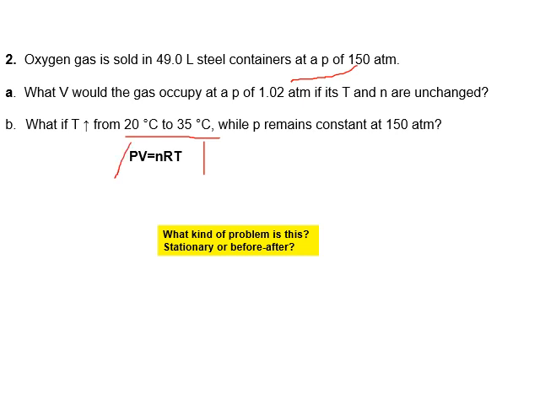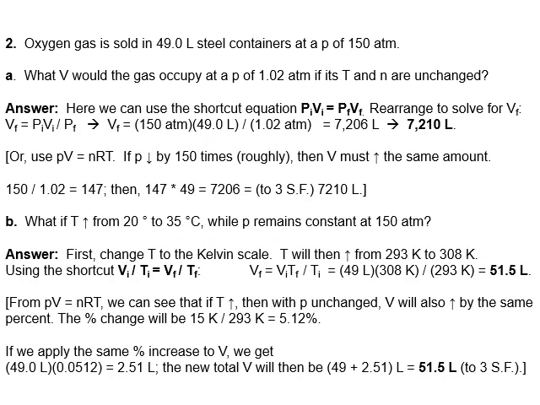And otherwise, it's just plug and chug. Let's go to the next slide. So for the first one, use P1V1 equals P2V2. Substitute in your numbers here, and your number will be 7,210 liters.